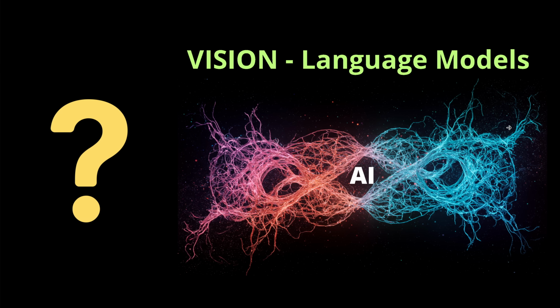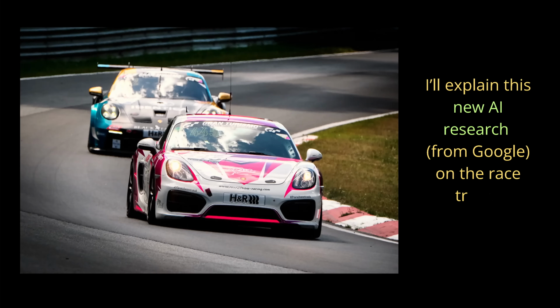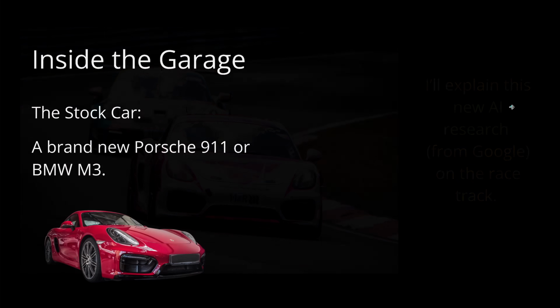Let's start. I'm here today, this weekend, at a racetrack, and therefore I will explain this new AI research, by the way from Google, live from the racetrack. If you hear something in the background, never mind. But because I'm absolutely focusing on my car, I will also use an analogy from this place. So imagine you have a stock car.